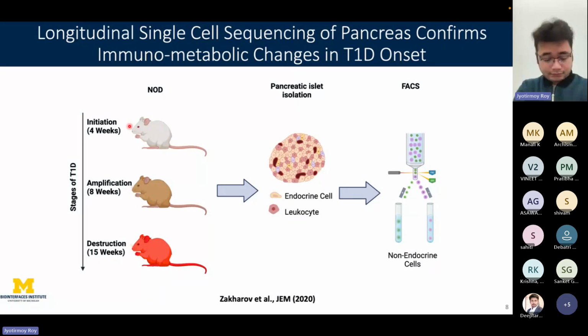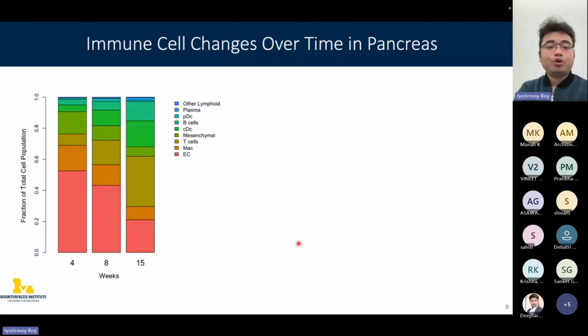So at each stage, they pooled mice. For example, at each stage, they took around 8 to 9 mice, extracted their pancreas, and pooled them together. Then what they did was FACS-based isolation. So what does it mean? Basically, on the basis of using fluorophores and flow cytometry, they separated all the non-endocrine cells and only took the endocrine cells and the leukocytes, basically the immune cells and the endocrine cells. That's what they took, and they used those cells for single cell RNA sequencing.